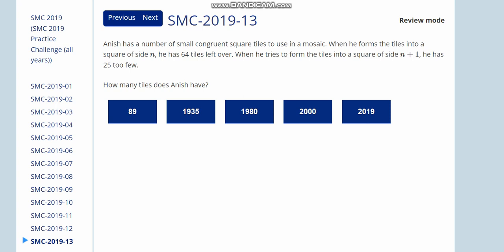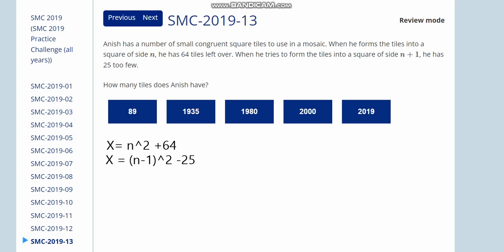Anish has a number of small congruent square tiles which he uses to make a mosaic. When he forms the tiles into a square of side n, he has 64 tiles left over. That is to say that if he has x number of squares, then x equals n squared plus 64. The n squared is because he has made a square of side n, so n times n equals the number of squares in this square of side n, plus the 64 that he has left over.